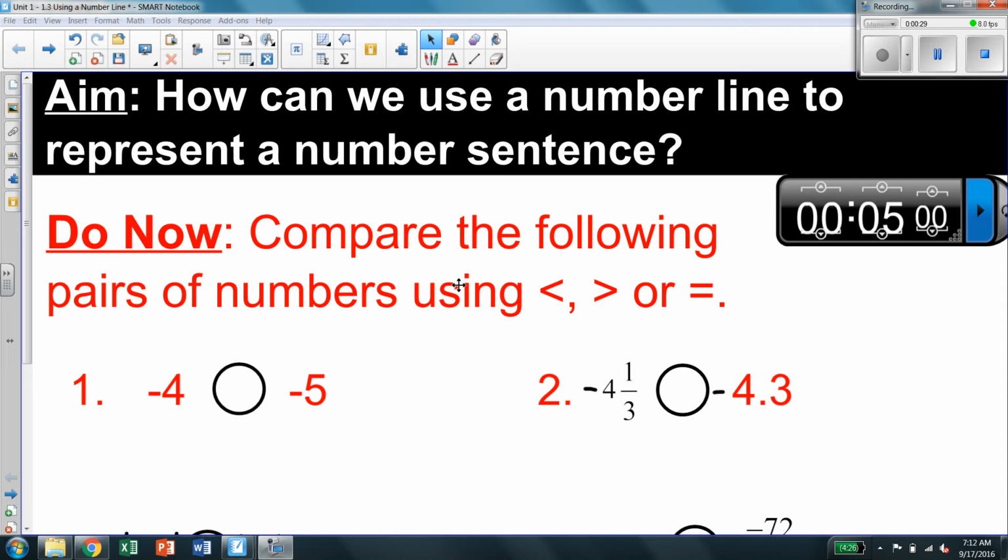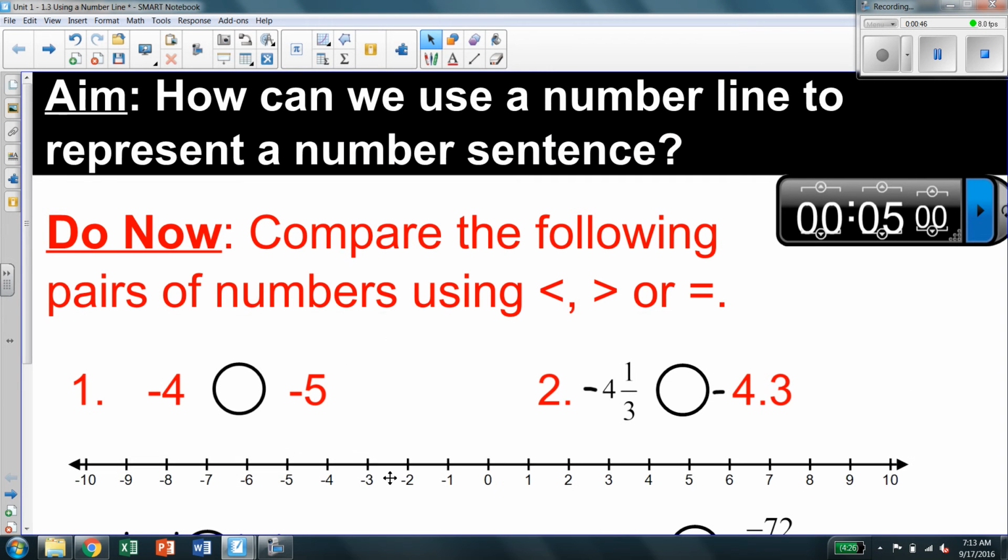For Do Now, we're asked to compare the following pairs of numbers using the less than symbol, the greater than symbol, or the equal sign. So in the first problem, we're asked to compare -4 and -5. In order to do so, I'm going to haul out a number line because I think that's a good visual until we get a little bit farther along, and you're welcome to draw number lines in your notebook. That's always a good strategy, or quiz or test if you're taking one. Let's take a look at where these numbers lie. So -4 is over here and -5 is over here.